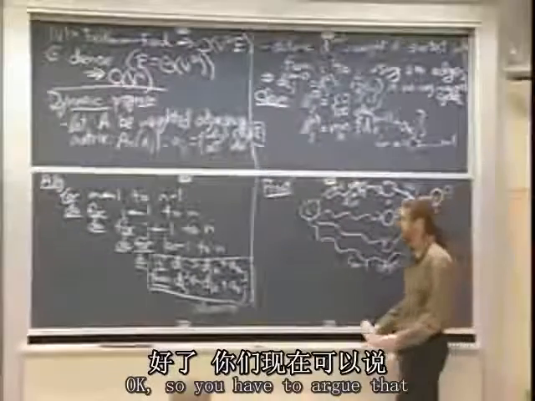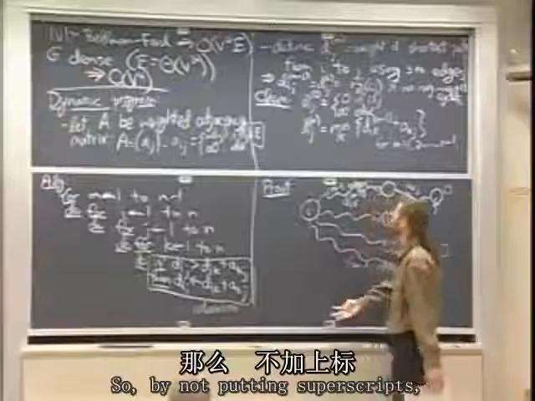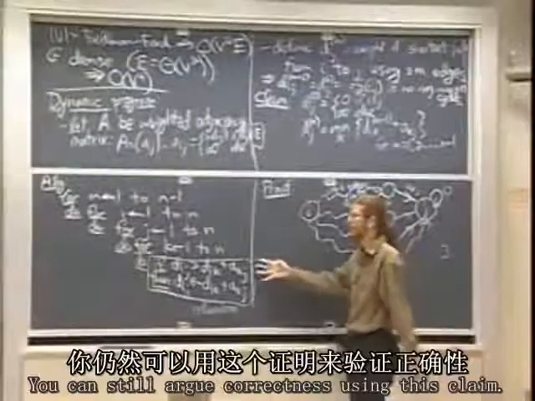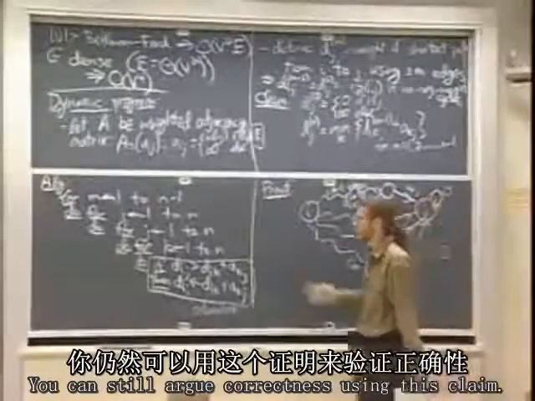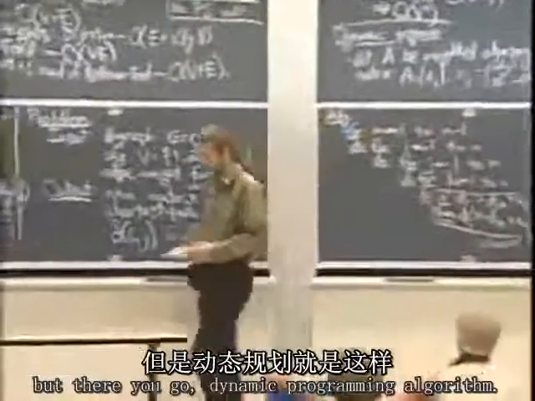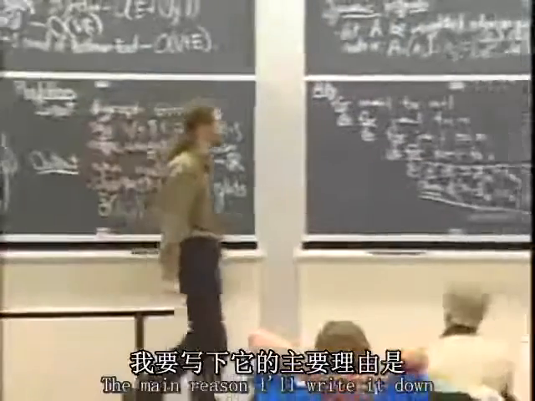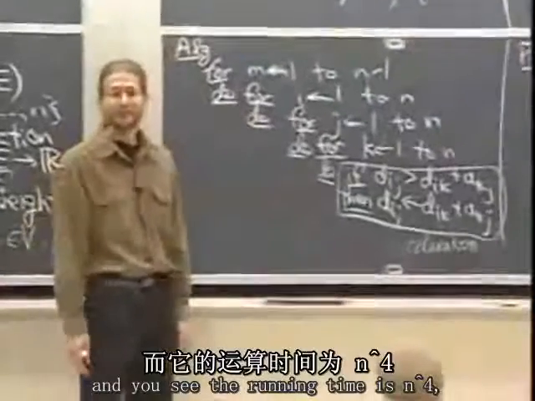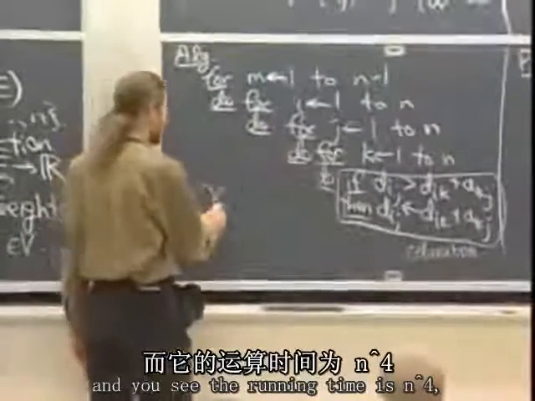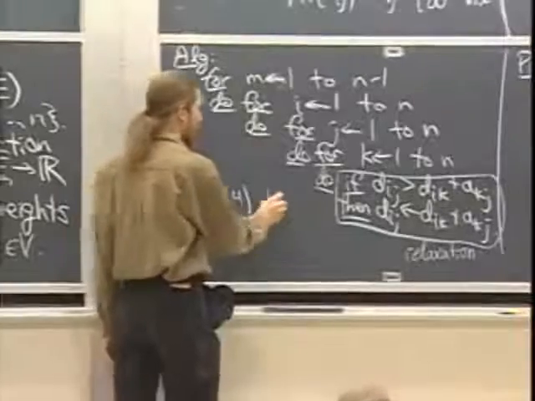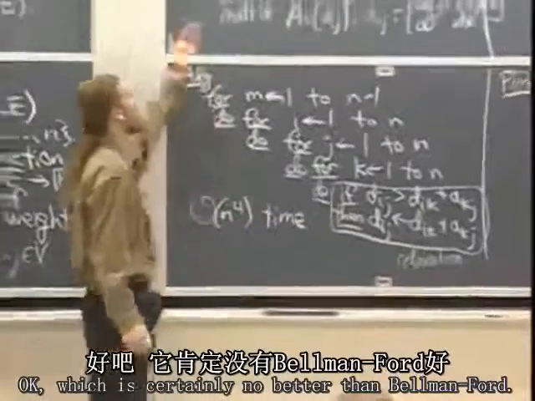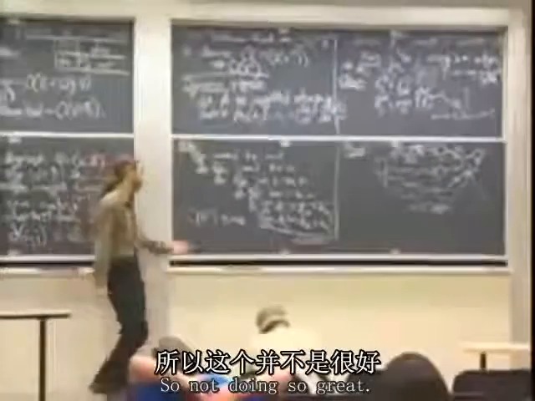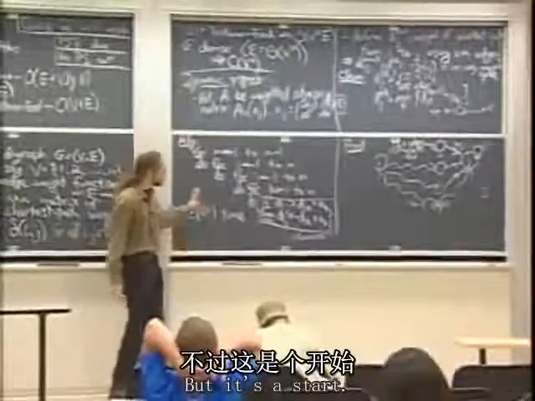Okay, so you have to argue that relaxation is always a good thing to do. So by not putting superscripts, maybe I do some more relaxation. But more relaxation never hurts us. You can still argue correctness using this claim. It's not quite the direct implementation, but there you go. Dynamic programming algorithm. The main reason I write it down is so you see that it's a relaxation, and you see the running time is n to the fourth. Which is certainly no better than Bellman-Ford. Bellman-Ford was n to the fourth even in the dense case, and it's a little better in the sparse case. So not doing so great, but it's a start.